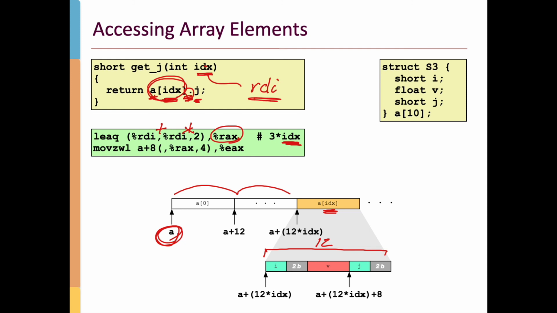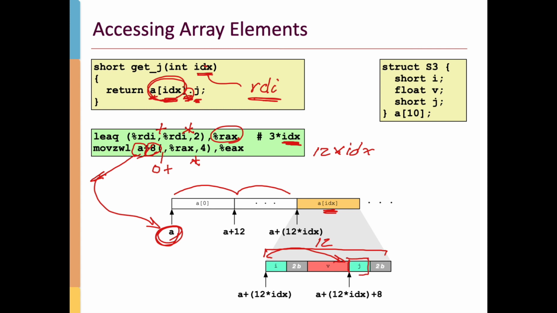It then needs to multiply that times 4 to get an offset of 12. So because there's a missing argument here, that's going to be a 0 plus RAX times 4. So that's going to effectively give us 12 times the index. And then in addition to that, we're going to add to it the location of the base of the array, right? That's this guy right here, plus 8 bytes, which is the offset within the structure that we need to advance into memory to get at J.